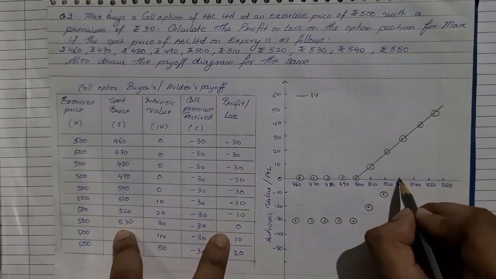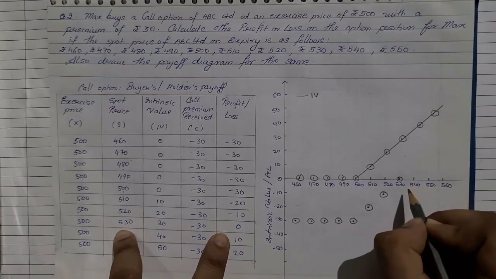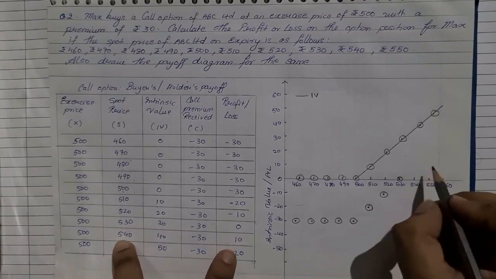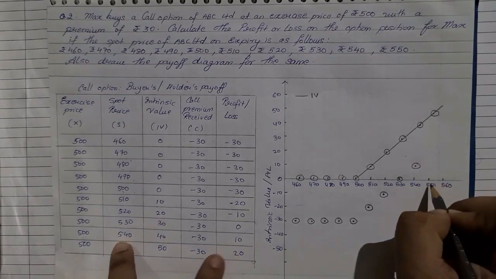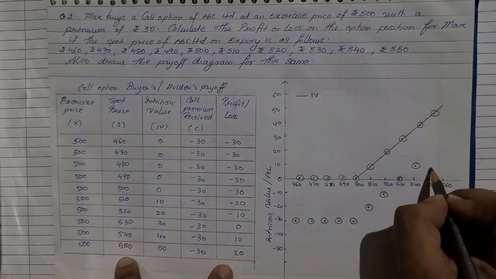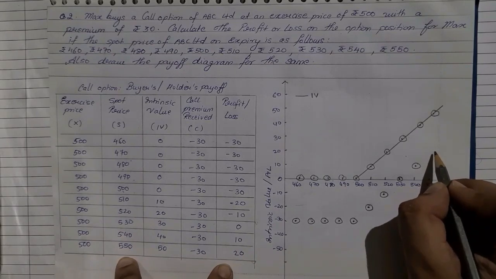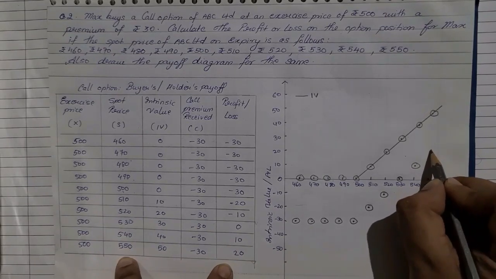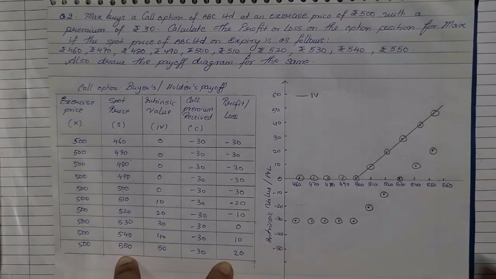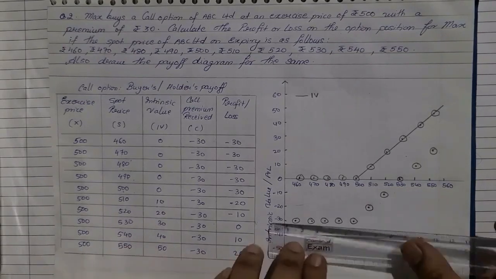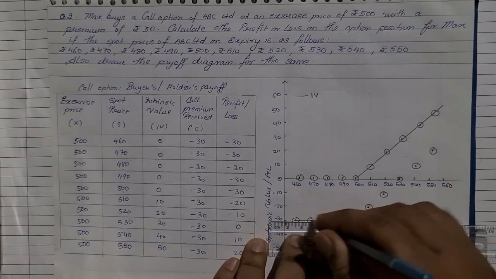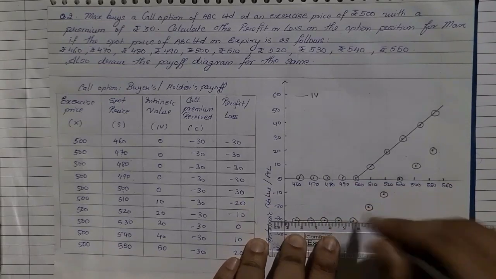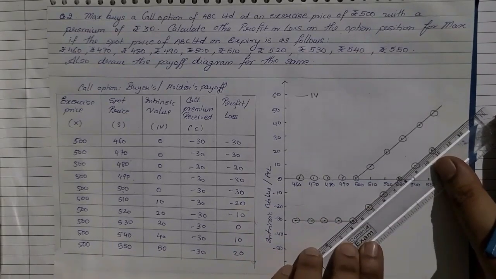At 530, it became 0, so we mark that as 0. At 540, a positive 10, so I'll take that as a positive 10. At 550, the last one, we got a positive 20, so I'll mark that as 20. And here again, from the start till the point where your spot and exercise are equal, it is a flat line. Thereafter, there's going to be an increase.